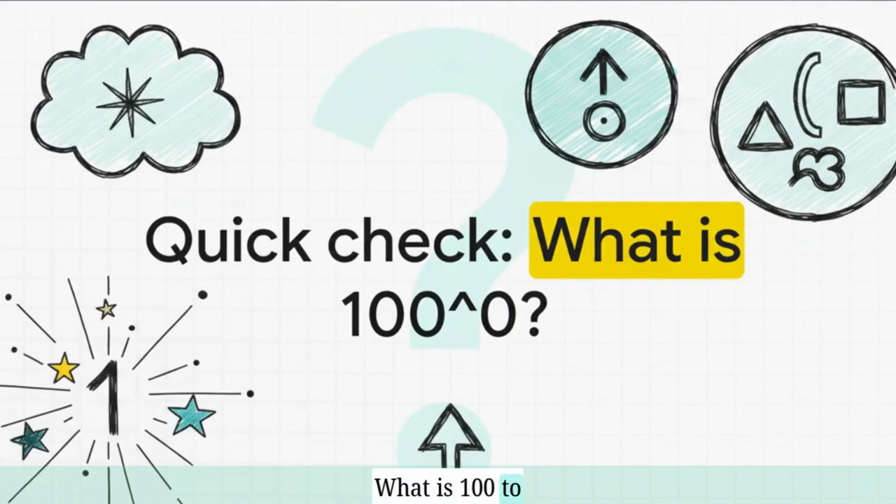What is 100 to the power of 0? Yup, it's exactly 1. If I put 1,000,000 to the power of 0, it's 1. If I put x times y times z in parentheses all to the power of 0, still 1. See? You're building up some serious math confidence right now.